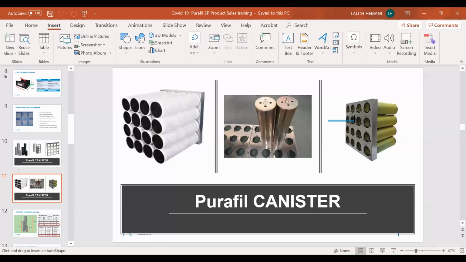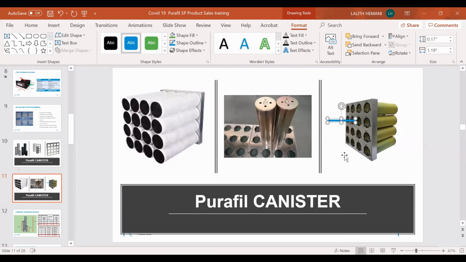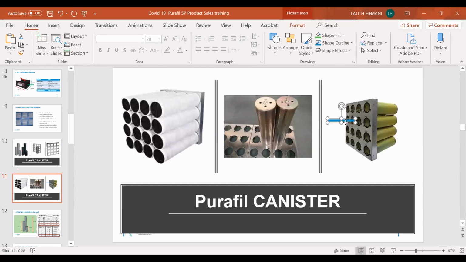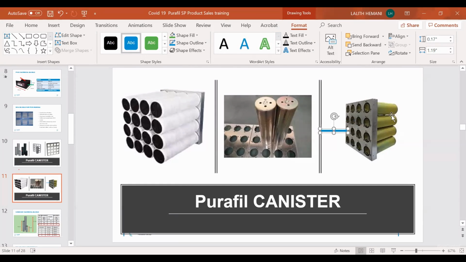Air will be going from this direction. Are you able to see the arrow? Yes. And air will be coming out from the perforation given on these cylinders.